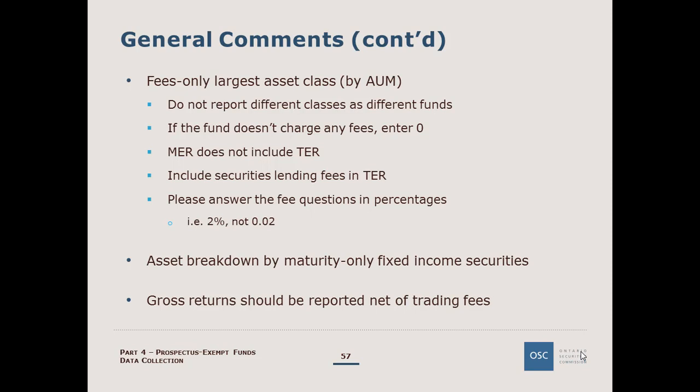Also, the management expense ratio does not include the trading expense ratio. We've received some questions on securities lending fees. You can include those in the trading expense ratio. And for the answers which request percentages, please enter the information in percentages. For example, if the fee is 2%, enter 2%, not 0.02. And also, when you're providing information on gross returns, make sure that those are reported net of trading fees. And I already touched on the question of asset breakdown by maturity. This question should only cover fixed income securities.